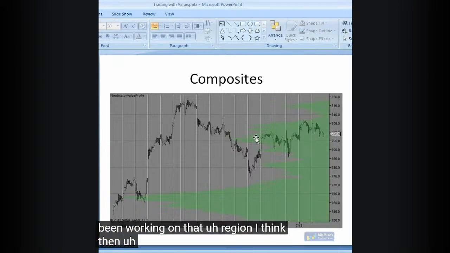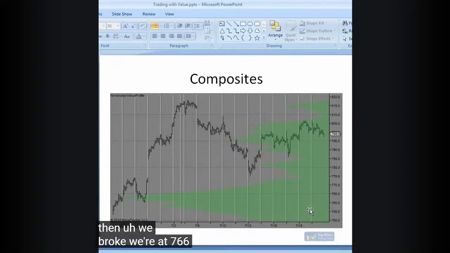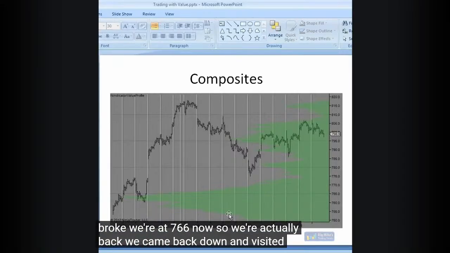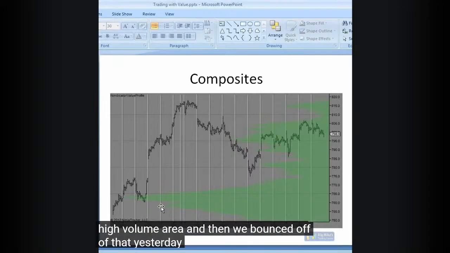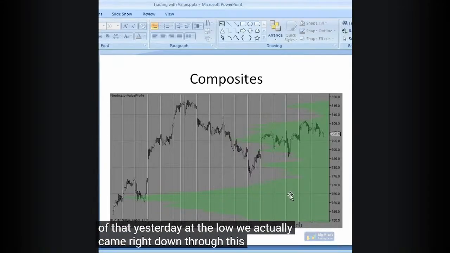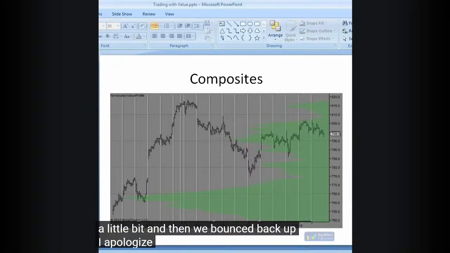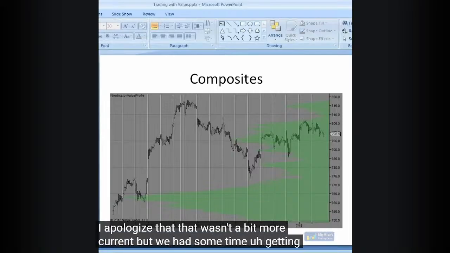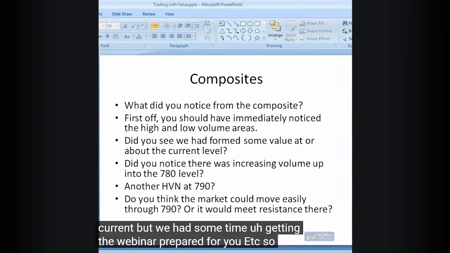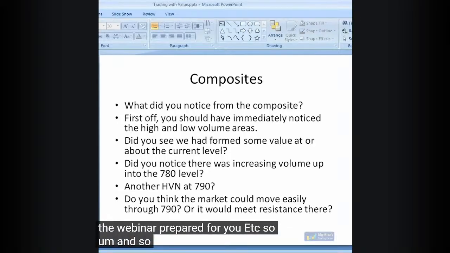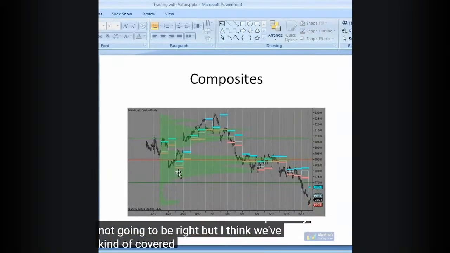I think then we broke, we're at 766 now. So we came back down and visited this high volume area. And then we bounced off of that yesterday at the low. We actually came right down through this high volume a little bit, and then we bounced back up. I apologize if that wasn't a bit more current, but we had some time getting the webinar prepared for you, et cetera. So these numbers are probably not going to be right, but I think we've kind of covered that.